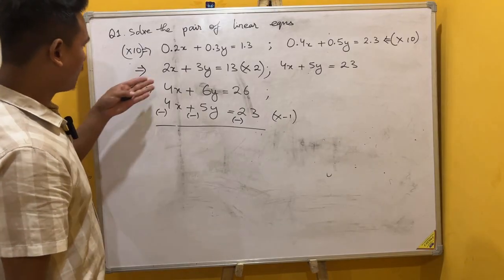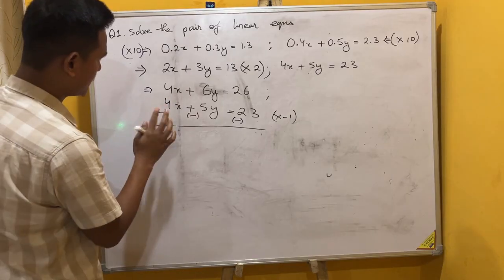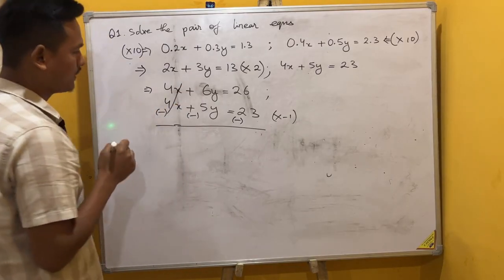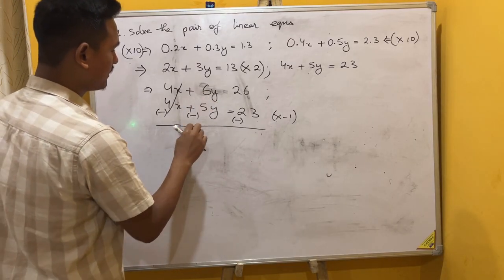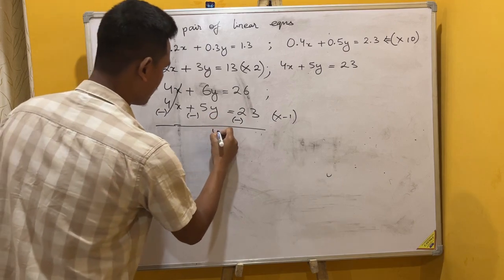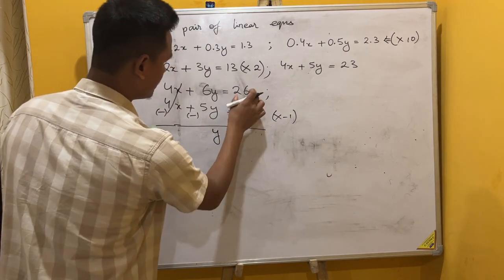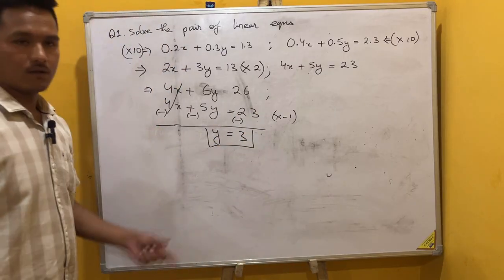Next, what do we do? We add them. If you add 4x minus 4x, it's going to be 0, which we won't write. If you add 6y minus 5y, answer is y. If you add 26 minus 23, answer is 3. So we got the value of y.